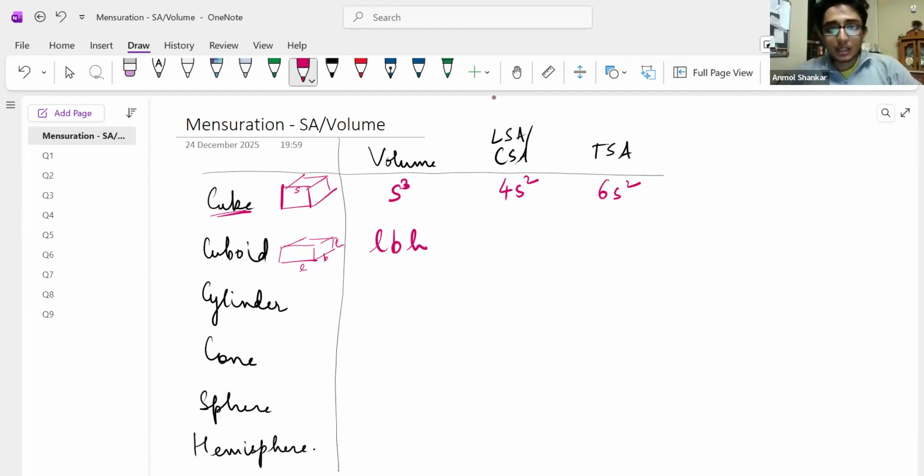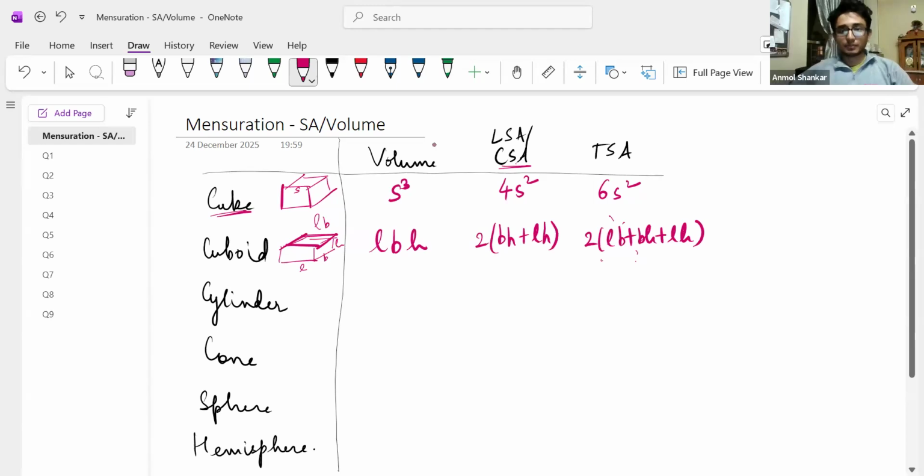Similarly for the cuboid, total surface area will be 2 into (LB plus BH plus LH). L into B is the top, right? The area of the top and bottom face is L into B. That gets excluded in curved surface area, because when looking at curved surface area we do not look at top and bottom. So we will not take LB. So BH and LH will come, so 2 into (BH plus LH).